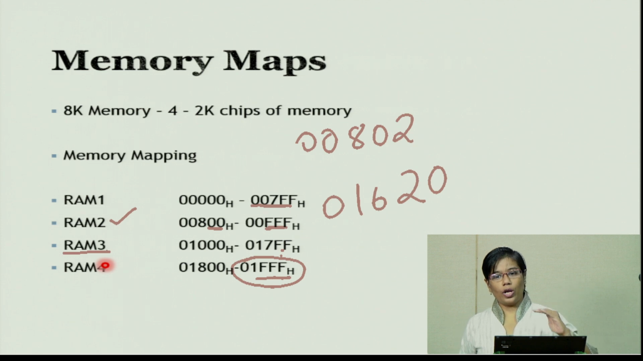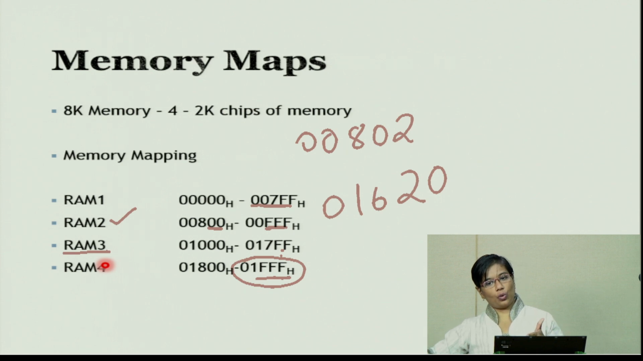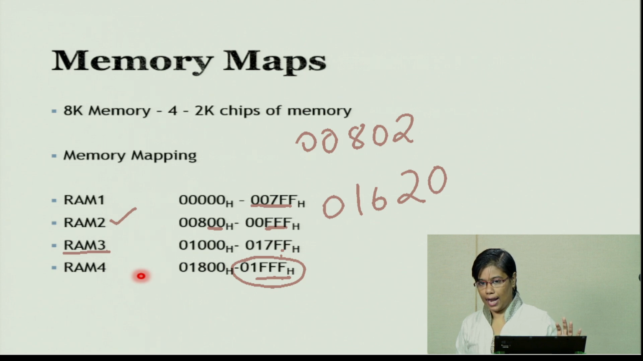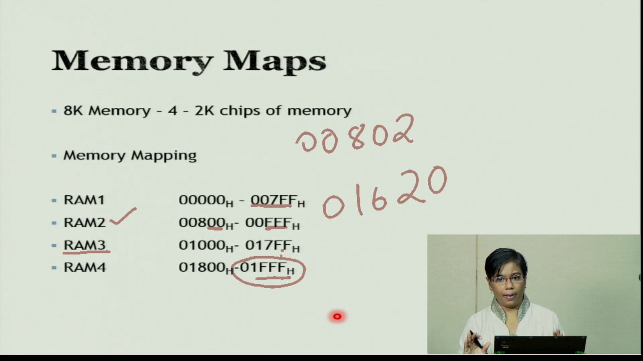So the first thing we do when doing memory interfacing is find out how many memory chips are going to be required. We have 2K chips and we need to connect up to 8K of memory, so you will require 4 of these 2K chips. Then you have to allocate a set of addresses to each chip, 2K addresses because the size of each chip is 2K. Now this is called memory mapping. Allocating a set of addresses to a memory chip is termed memory mapping. So what we have done is we have mapped our memory.